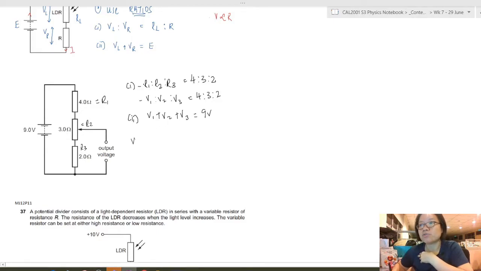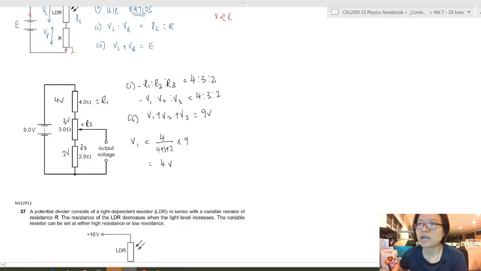So for example, if you want to find V1, you take the 4 portion out of 4 plus 3 plus 2 portion and multiply by 9, because you are sharing the 9 volt. So you get 4 over 9 times 9, so you get 4 volt. Just so happens, you add together, you get 9. So I think we all know this will be 4 volt, 3 volt, and 2 volt.